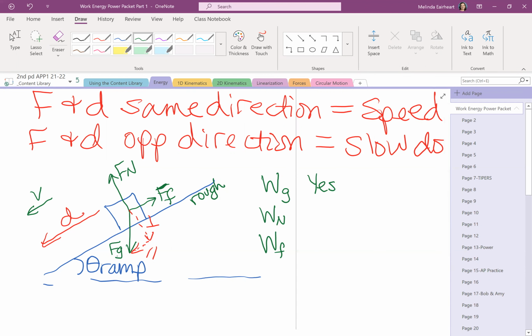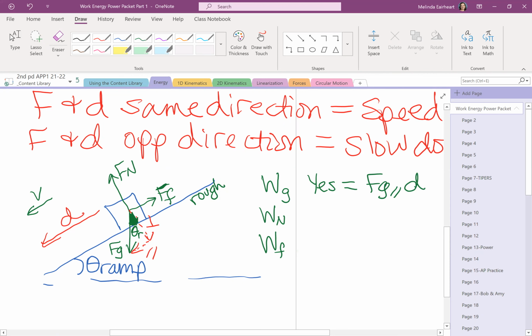Well, is that parallel component of gravity determined by cosine theta? No, because where's that ramp angle in that triangle? The angle is at the top here. Okay, so that's our ramp angle, but it's not the angle that separates F and D. So be careful here. In F D cosine theta, theta is not always the ramp angle. So for work done by gravity, I need the force of gravity that's parallel to our D.